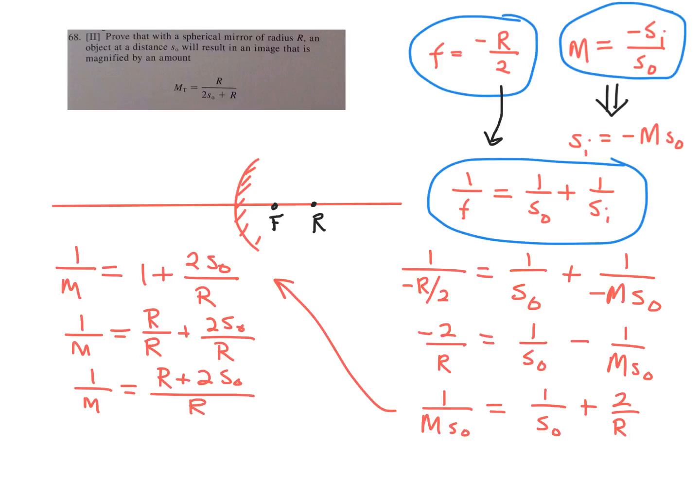And all you do now is reciprocate everything, flip everything on both sides, and you have what you want to prove. You have m equals r over r plus 2 s sub o, which is the same as 2 s sub o plus r. Doesn't really matter which way you write it, because of the commutative property of addition, and voila, works out.